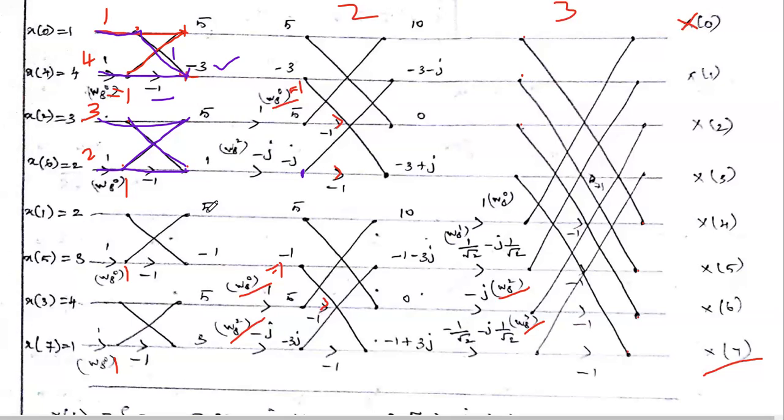Okay. Similarly, here the same 5. The minus 1 will appear here. And the 5 multiplied with 1, same 5. But here the 3 multiplied with minus j, minus 3j. Okay. So you note down the answers in a second stage.